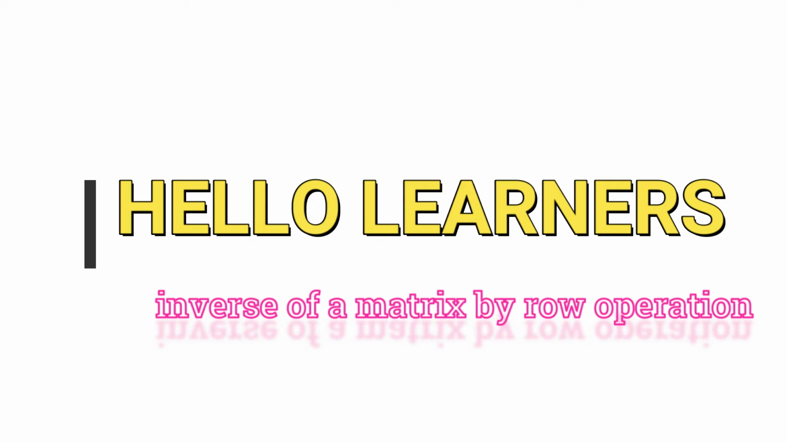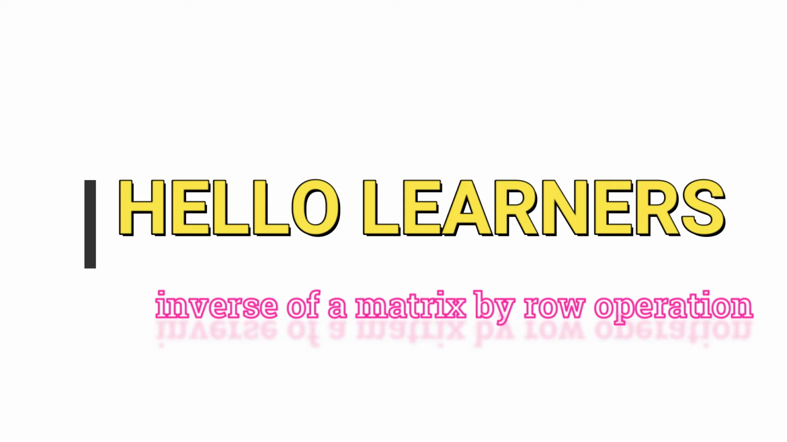There are two methods of finding the inverse of a matrix. One will be the adjoint method, which we will do in determinants, and one will be the row operation method, which we will do in matrices. So we will be doing the row operation method, row or column operation method.